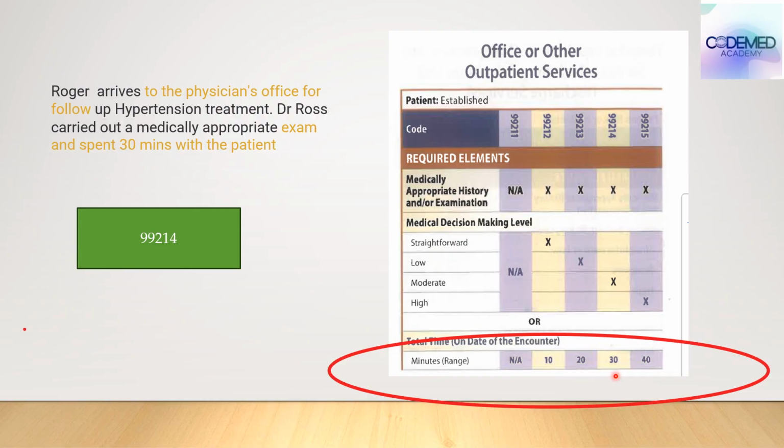Where I can see the time 30 minutes, it is in 99214. So I'm going to pick up the code 99214. And remember, whenever you are coding for the time, it has to match this time or it has to exceed.